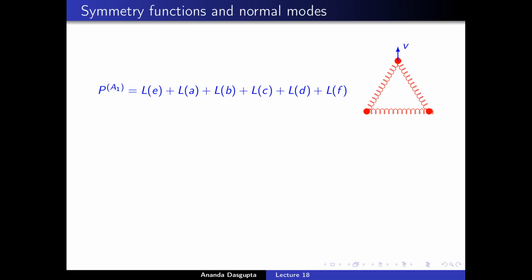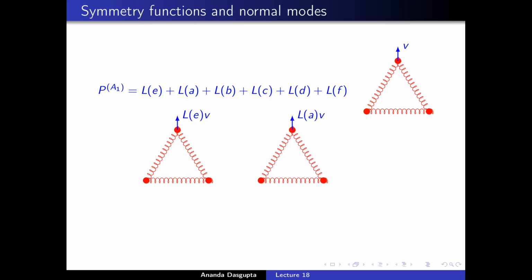So this is the vector V that we are talking about. Let's apply our LE, LA, etc. on this vector V and see what happens. LEV, of course, trivially is V itself. LAV is actually the same as V, simply because when you reflect along the vertical median, which is the reflection A, the vector V stays the same. It simply doesn't change. So that's all you have.